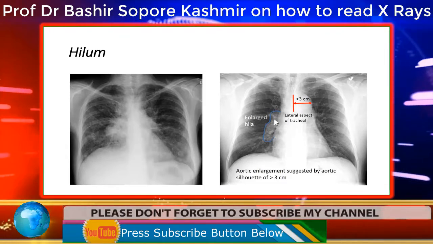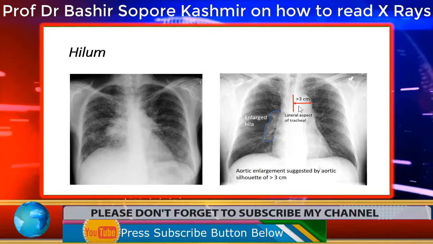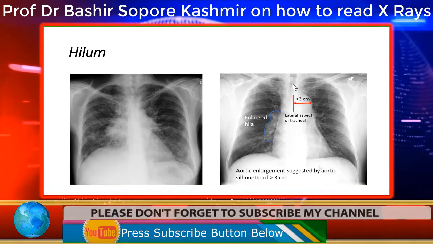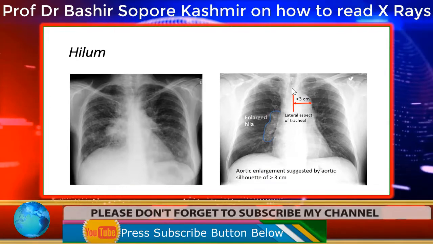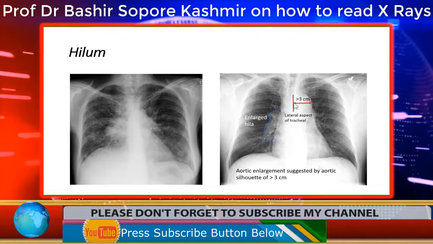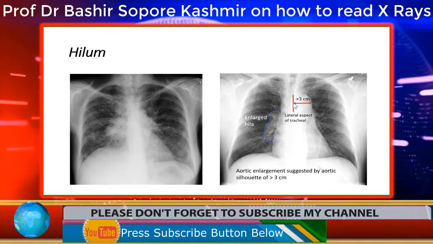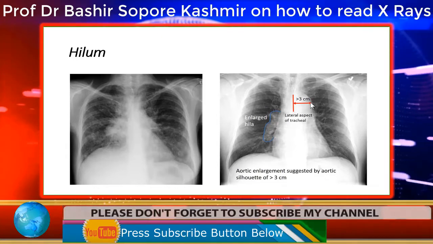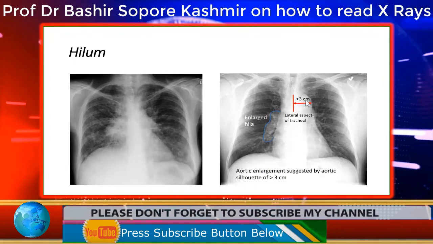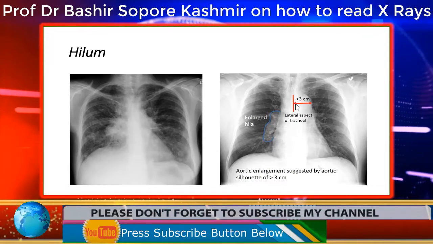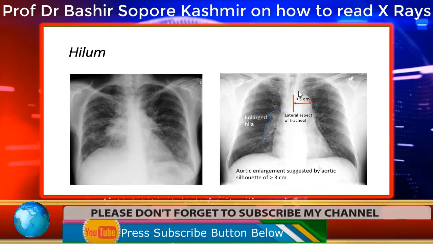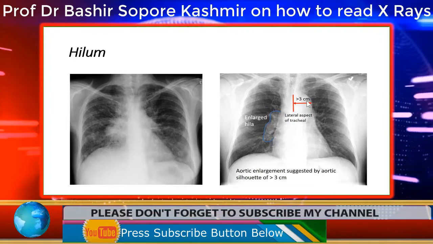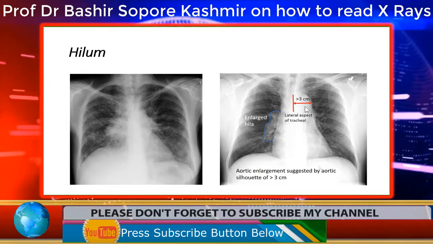Right? And one more point I want to tell here: if you have to look for aortic enlargement, then again you draw the midline through the spine, then measure from this midpoint to the maximum distance of the aortic knuckle. And if you find it is greater than 3 centimeters, then there is aortic enlargement. So on the PA view of the chest radiograph, you can easily measure whether there is any aortic enlargement or not.